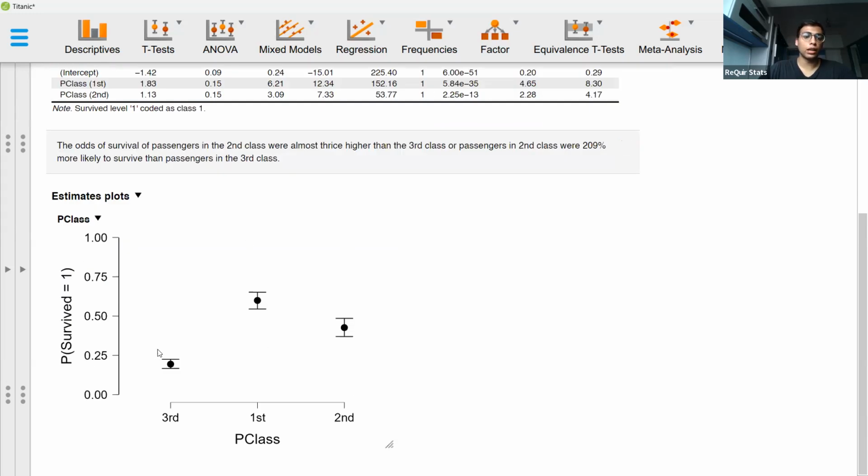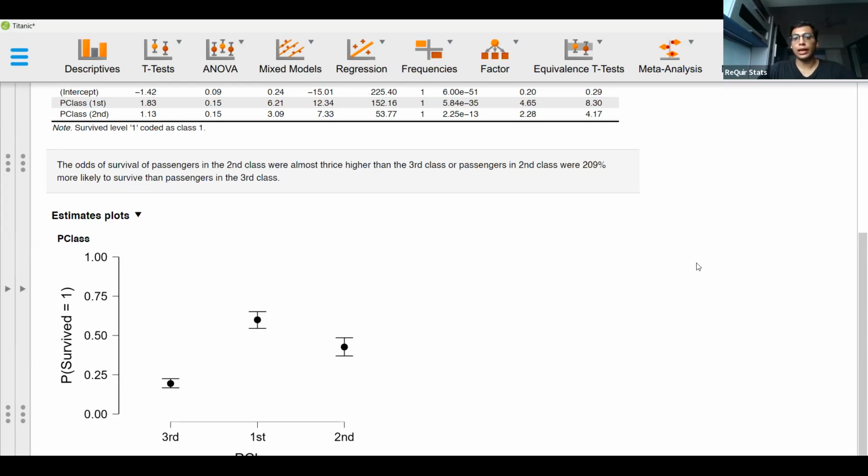And okay, now to interpret this conditional estimates plot. This is just an estimates plot for univariate analysis. So this essentially is a probability of survival. The probability of survival was the highest in passengers in the first class, followed by second class, and the least probability was that of passengers in the third class. So that is a very nice visual representation of probability of survival. So I think it's almost 6:10.